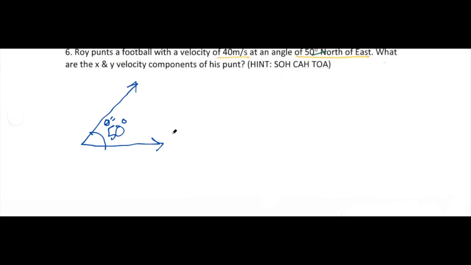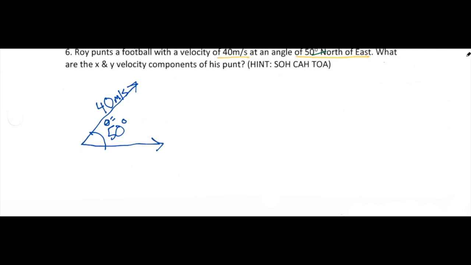Theta is 50 degrees. Okay, so let's go ahead and take a look at what we need to do here. So I already know that I kick it with enough force to cause it to eventually get up to 40 meters per second. It's in the air, and the reason that it's in the air is because it has some lift to it, and it's moving in this direction as well.